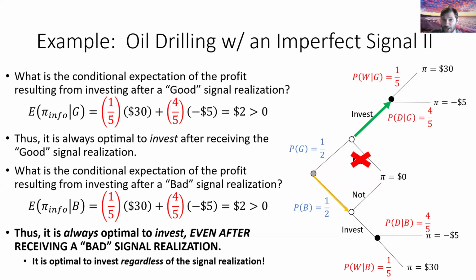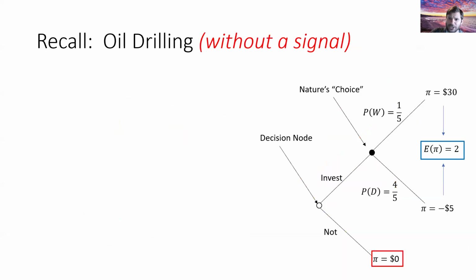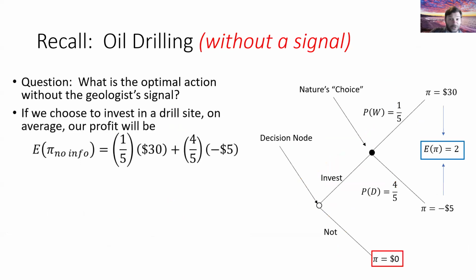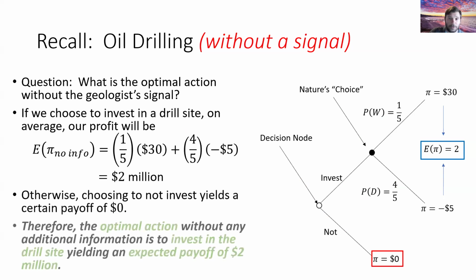Okay, so what we can see in this case with our geologist, our coin toss geologist, he's only right 50% of the time. No matter if the signal is good or bad from them, the action that we're taking does not change. Furthermore, it doesn't change relative to what we did when we didn't have the geologist, right? With the geologist here, we're investing no matter what. And when we didn't have the geologist, the optimal action without the signal was also to invest, because our profit on average was 2 million, which was bigger than 0.